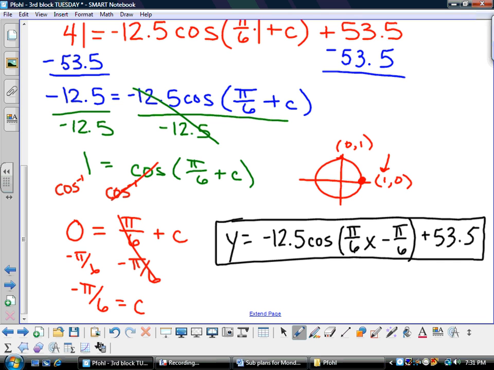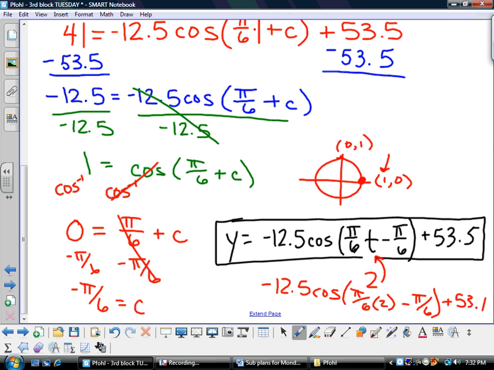The next part says use your equation to estimate the average monthly temperature in February. Well, if t=1 represented January, what would February be? February would be 2. So to answer that question, we're going to put 2 in for t and see what value we get out for y. On your calculator, type in negative 12.5 times the cosine of pi over 6 times 2 minus pi over 6 plus 53.5 and see what you get out.